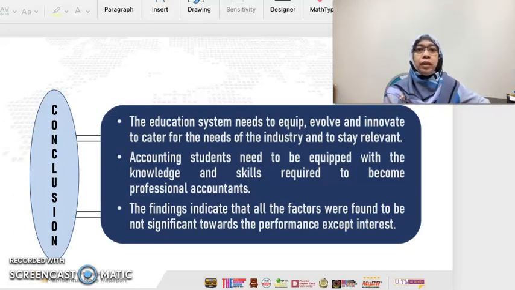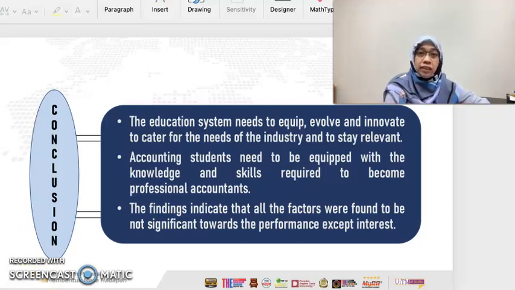So what can we say from here? We know that the education system needs to equip, evolve and innovate to cater for the needs of the industry and also to stay relevant. Accounting students need to be equipped with the knowledge and skills required so they are better prepared to become professional accountants. These findings indicate that all factors were not significant towards performance except for interest. So when we want to promote accounting and make sure that students are able to improve their performance, interest is a very important factor because it can influence their performance.